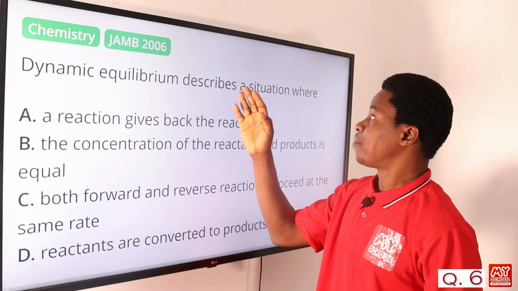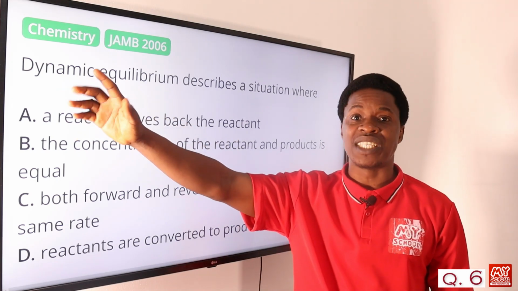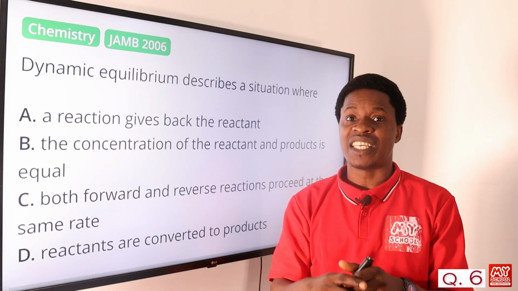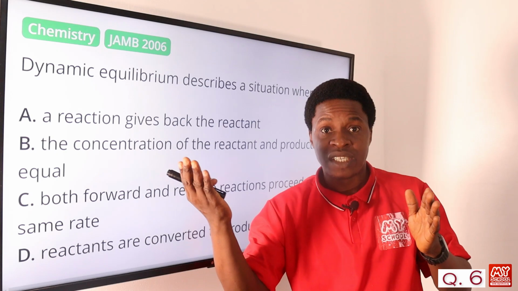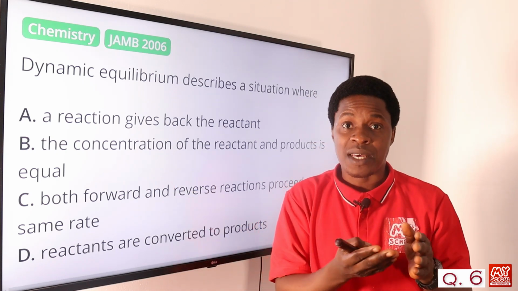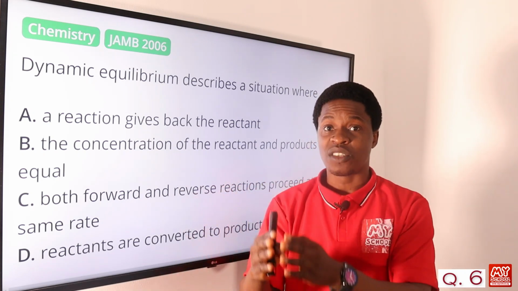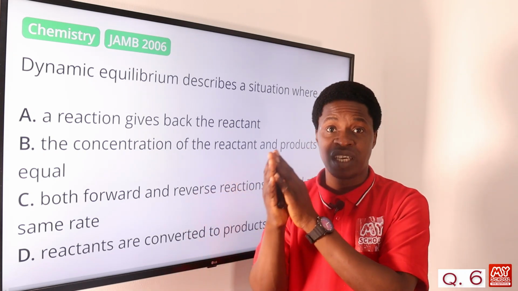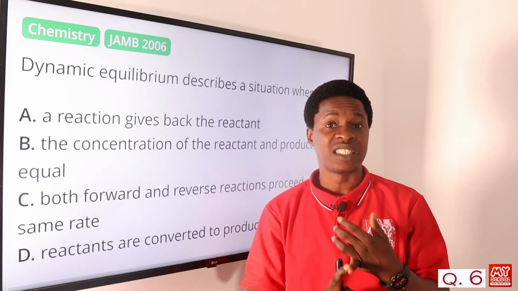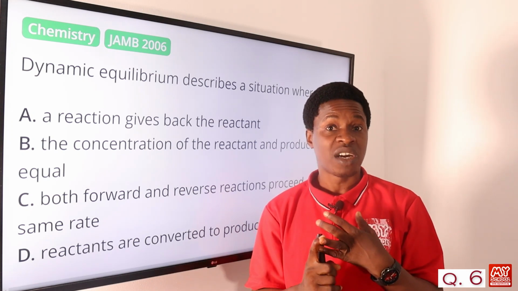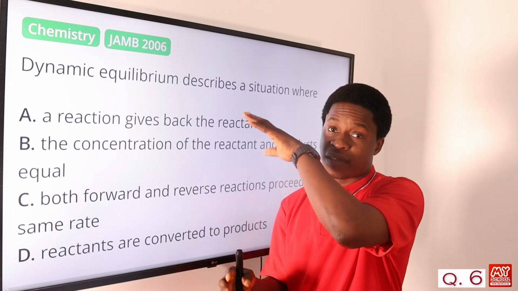Dynamic equilibrium describes a situation where what? Now, when we talk about a dynamic situation, dynamic has to do with a change. When there is a change, a system is already in equilibrium. In equilibrium, there's a forward reaction and a backward reaction. According to Le Chatelier's principle, there are factors that can affect a system already in chemical equilibrium. Changes in temperature, changes in pressure, changes in concentration of any of the reactants can affect that.